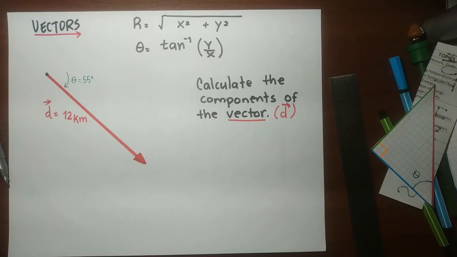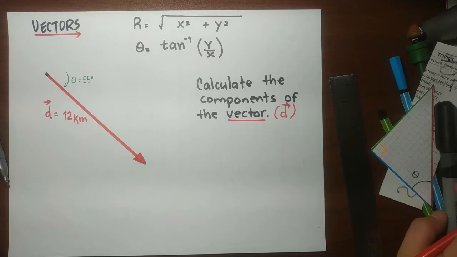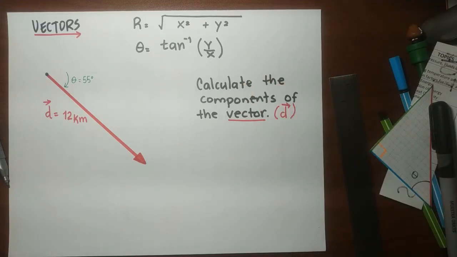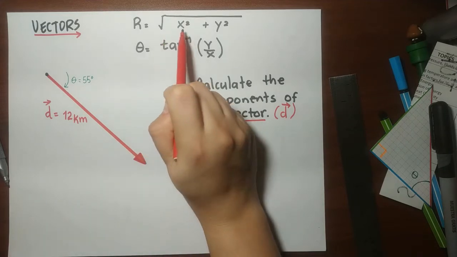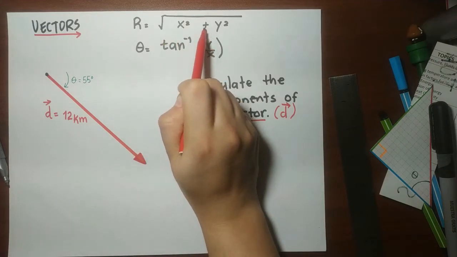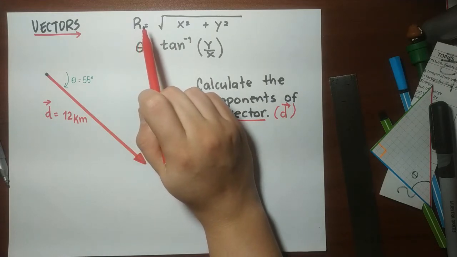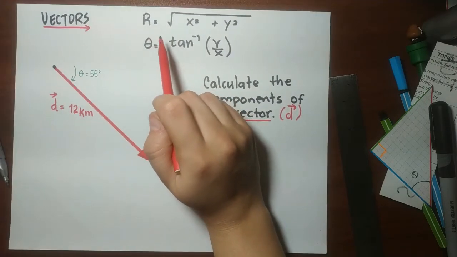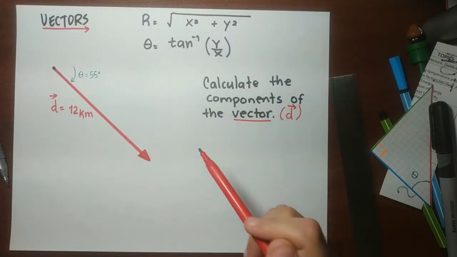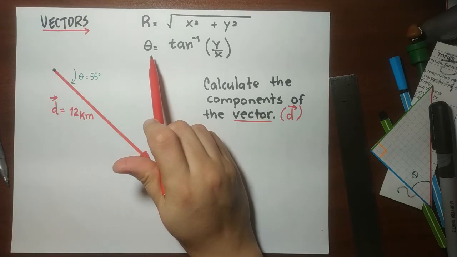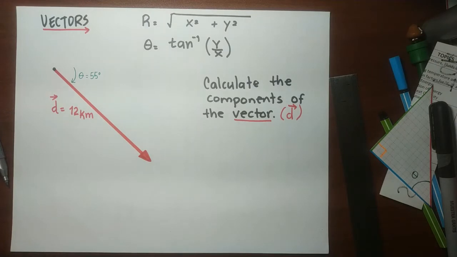Let's get into the topic about vectors. Now we're going to use in physics these two main equations to calculate vectors. In case that you have both components, x component and y component, you can get the hypotenuse, or what we know in vectors as the resultant. Also, by knowing both components, you can also get the theta angle.